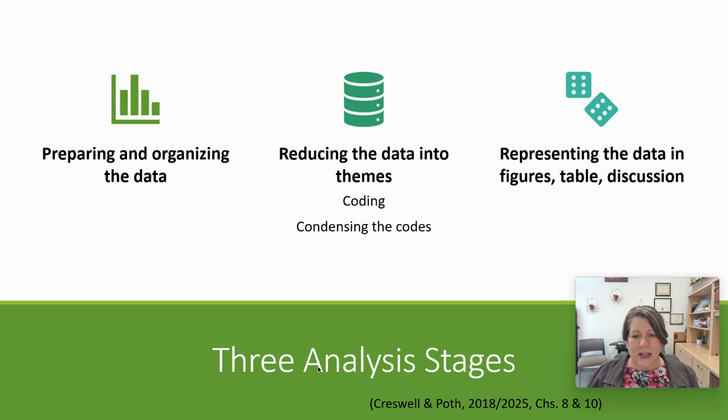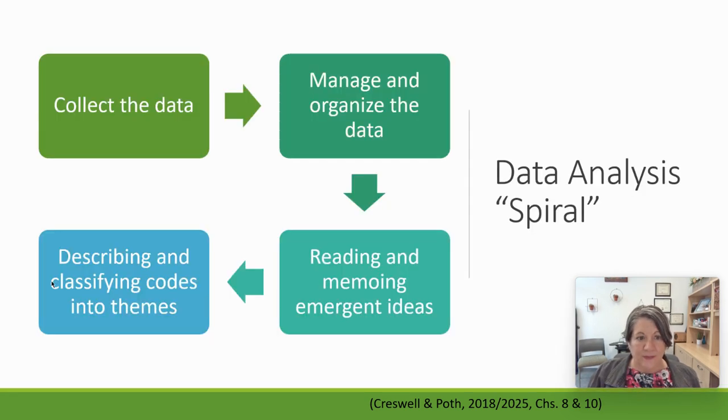So we have three analysis stages. First, we have to prepare and organize the data, just like we did with quantitative. Then we're going to reduce the data into themes. We're going to code the data, and then we're going to condense the codes down into themes. And then we're going to represent that data in figures and tables, and then we're going to go on and discuss it in our write-up or in our presentation.